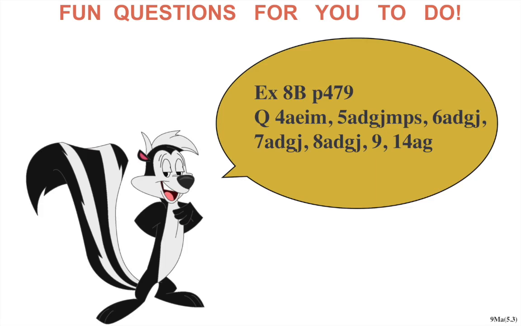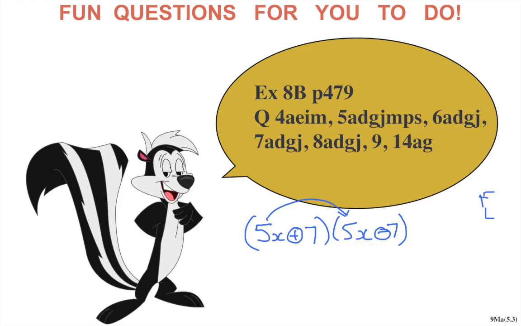Let's just try one more question just to see how it goes. Let's try this one. 5x plus 7, 5x minus 7. Both brackets are the same except for the positive and the negative, which makes them different brackets. So if I FL, 5x times 5x, 25x squared. Positive 7 times a negative 7, negative 49, finished. So there are shortcuts that you can use.